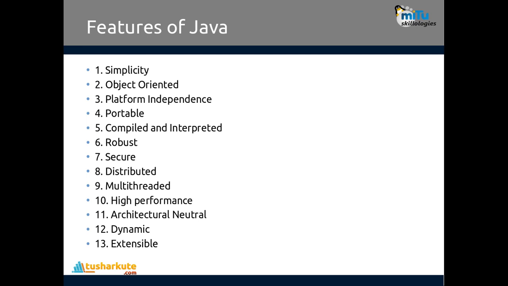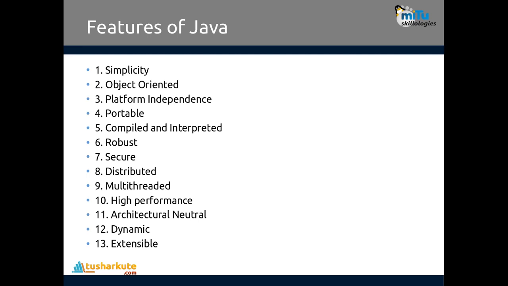And the last feature is extensible. This is a very important feature that Java has. Extensibility means I can communicate with a C++ program from Java. With the help of concepts like Java Native Interface, it is possible to connect any C or C++ program with a Java program. That's what we call extensibility. So these are the 13 different features by which Java can be easily understood, and they have made Java one of the most popular programming languages in the world.